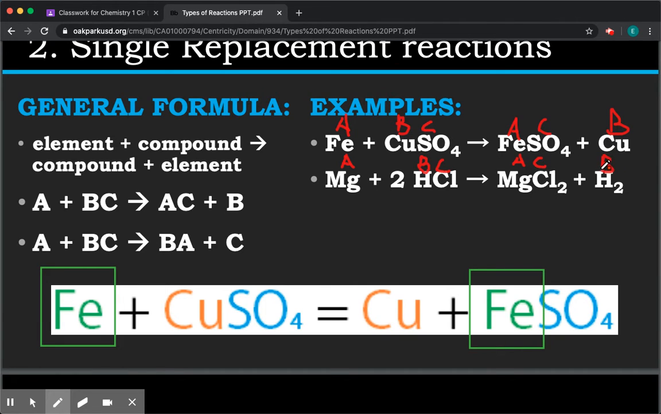So this is what you call single replacement, okay? They're trading partners. Whatever is by itself in the beginning is going to be attached to something in the end, okay? And something is going to get kicked out. That's single replacement.